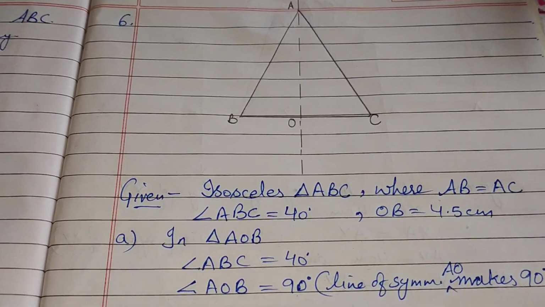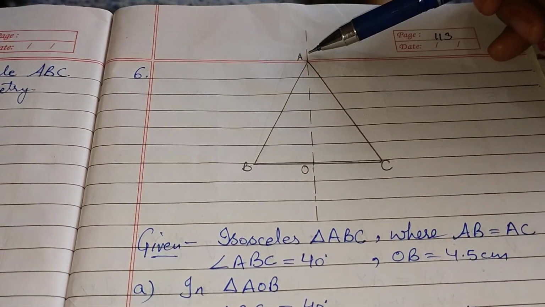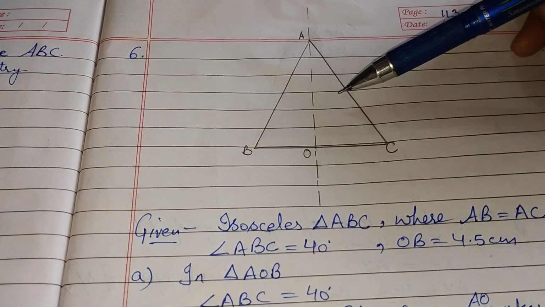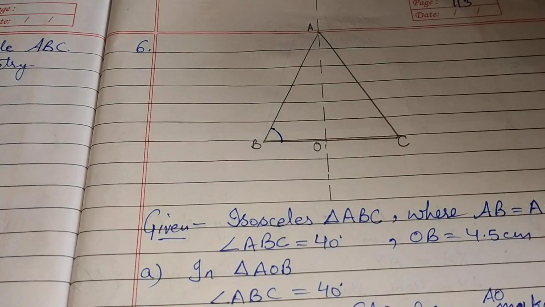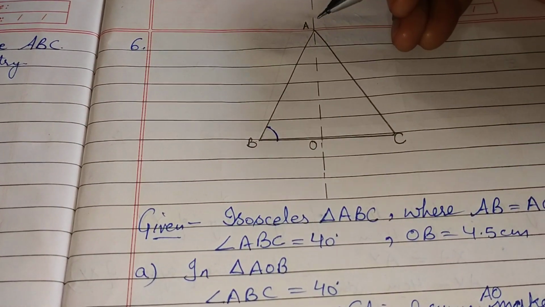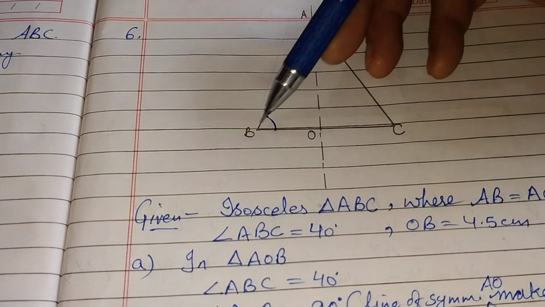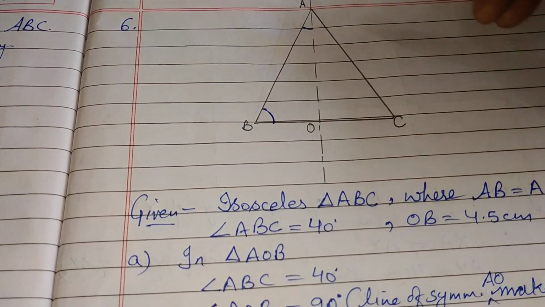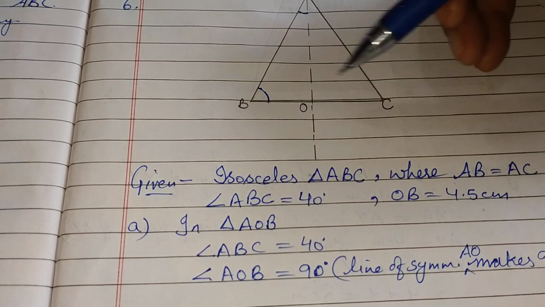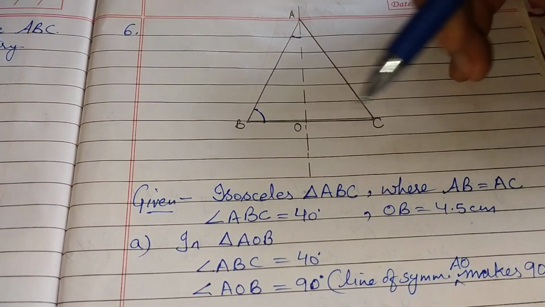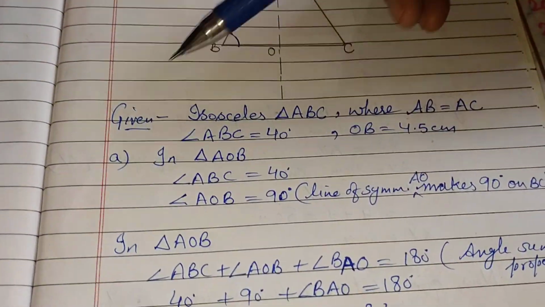Question number 6 is, in this question one isosceles triangle is given to you. This figure is given to you and angle ABC is given. You have to find this angle, and OB you have to find. Clear? And it is also given that AO is the line of symmetry of this BC.